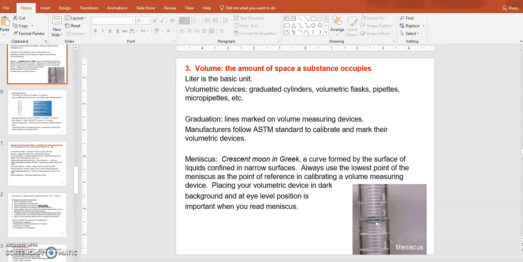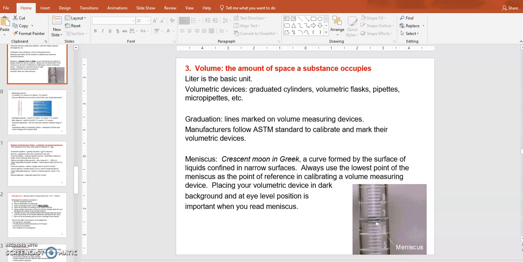Okay, normally in volumetric measurement, a liter is the basic unit in the metric system. That's what you're going to use. A liter, milliliter, or microliter will be the range of the measurement you will be performing. So the examples of the volumetric devices are graduated cylinders. You have seen those before in the lab, right? And volumetric flasks, pipettes, micropipettes.